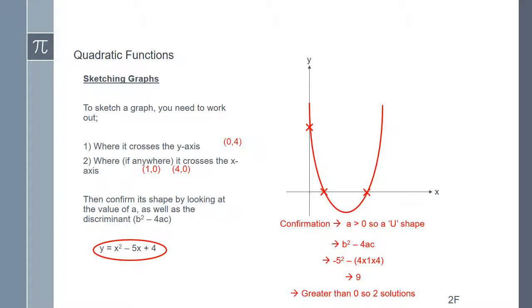Sometimes it will also ask you to find a minimum as well, and remember that the minimum occurs halfway between the two roots. So halfway between the two roots for the x value, and then you can substitute that in to find the corresponding y value.